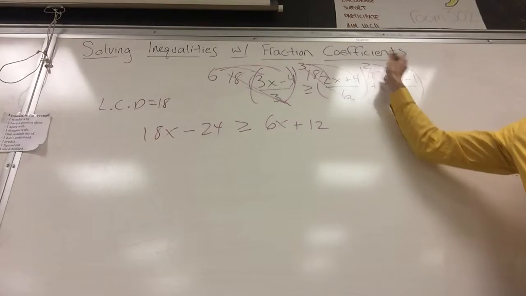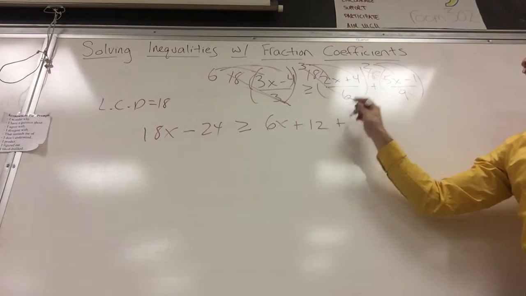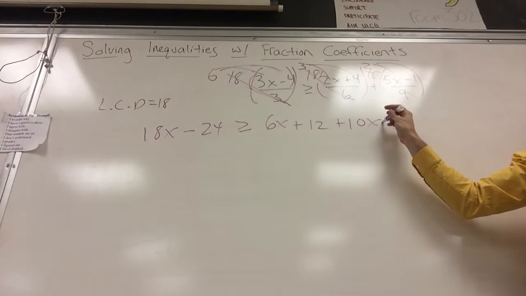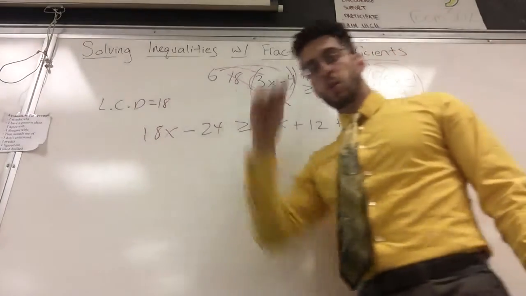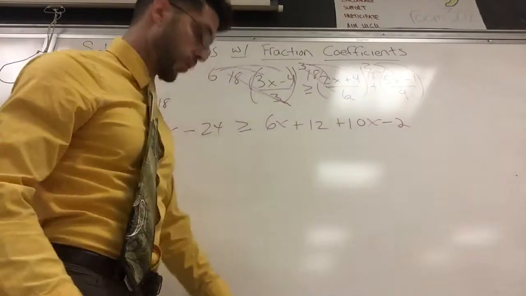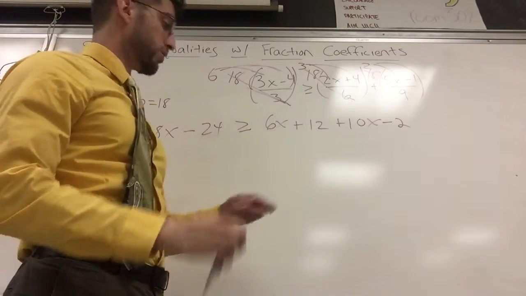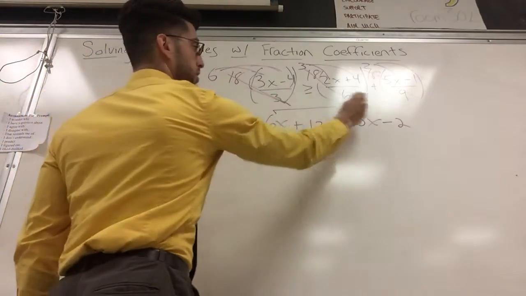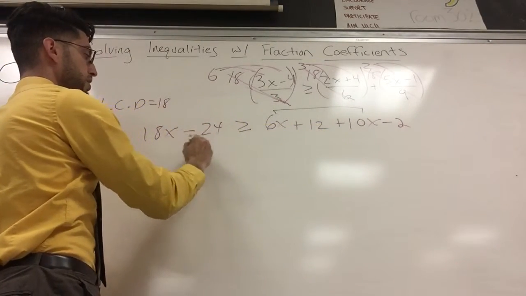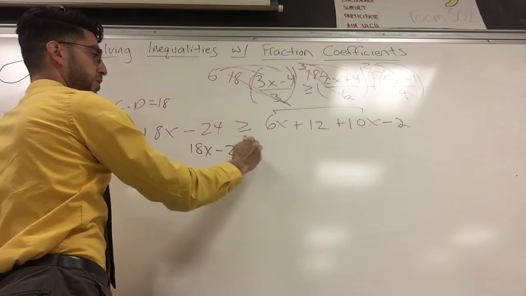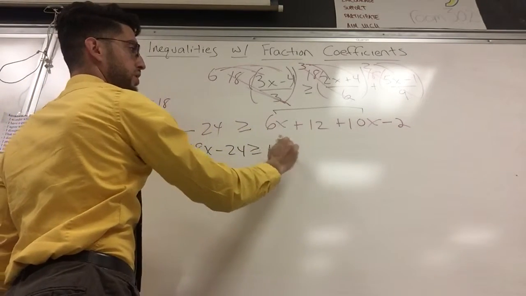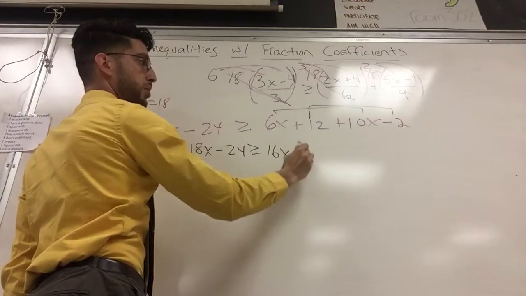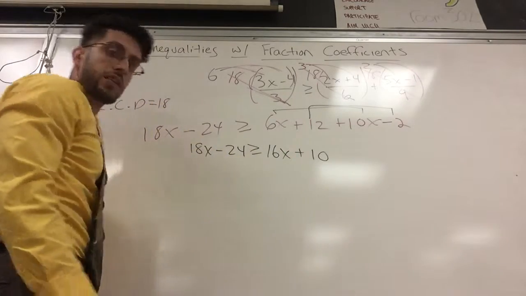One more time. Poof. 9 goes into 18 twice. Distribute the 2. So there's a plus sign here. 2 times 5x is 10x. 2 times 1 is 2. So I'm going to write minus 2 there. Okay, don't panic. We got time. Now, what do I got to do here? Combine like terms, I think. Let's see. You see any like terms? 6x plus 10x. So let me drop this side down. 18x minus 24 is greater than or equal to 16x plus 12 minus 2 is plus 10. All right? Nice and clean now.